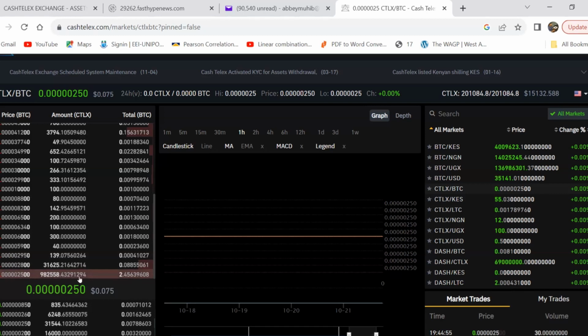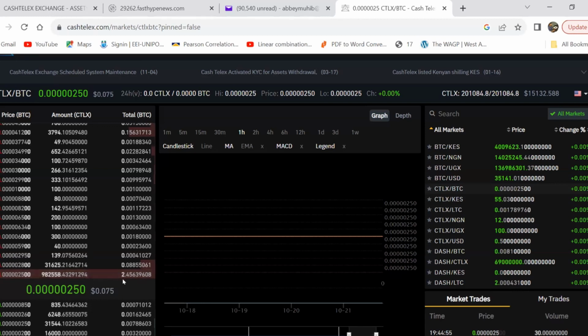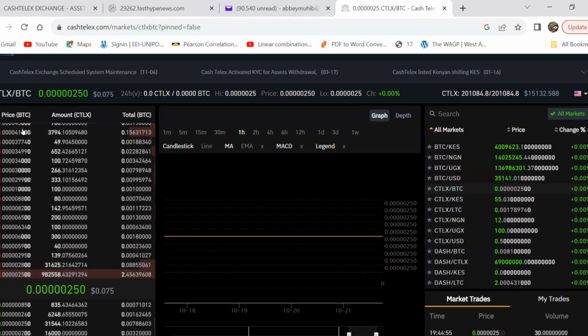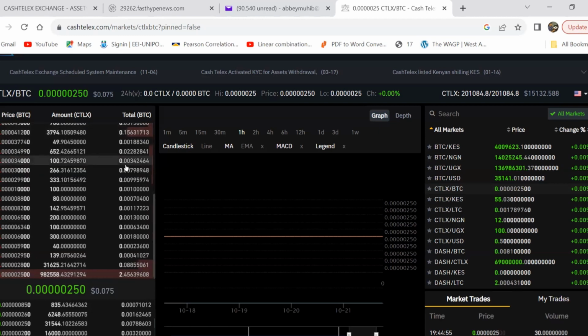0.0000250. So if I say, okay, I want to buy what this person placed there, considering the fact that I have 2.45 BTC in my account, automatically I'll be getting 982,558 CTLX. It will just automatically go to my account in my deposits. So once I go to my CTLX account, I'll see the total number of CTLX there. That is, in brief, what price BTC, amount CTLX, and total BTC signify.